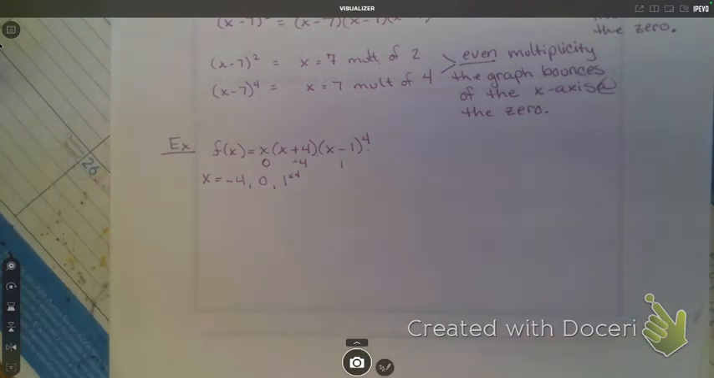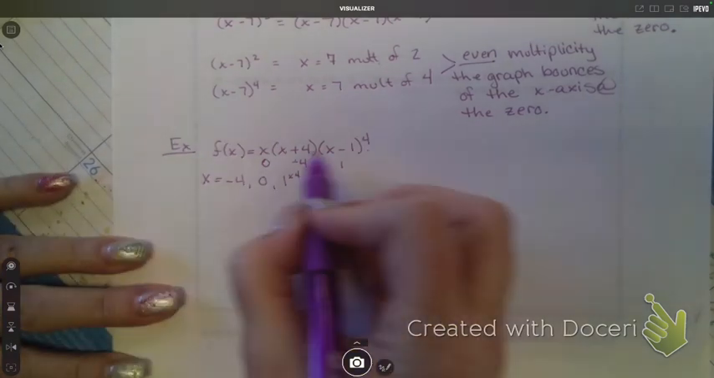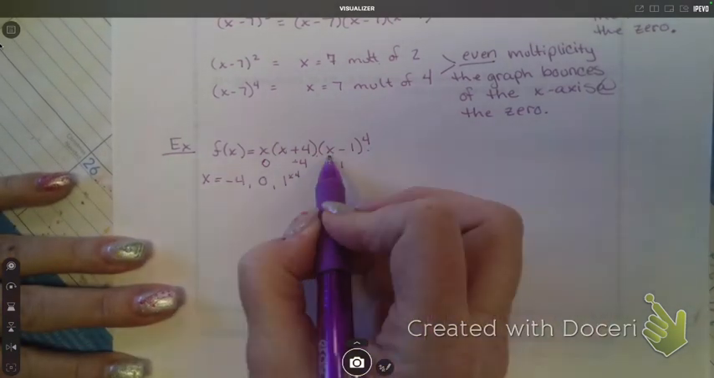1? Okay. So when I multiply this out, when I FOIL all this out, this would be to the 4th, right?